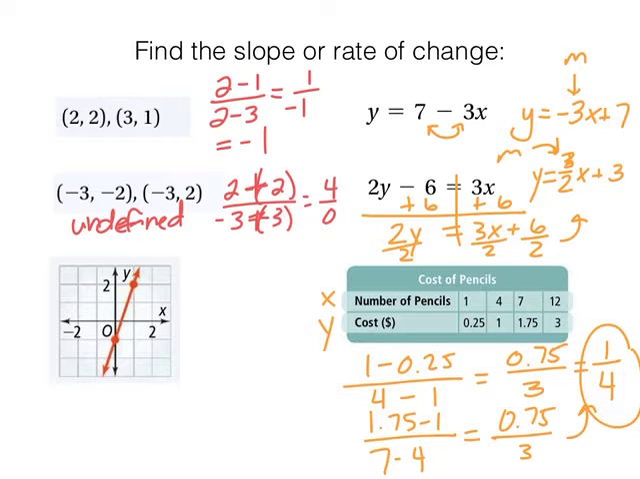On this one, y minus y, 2 minus -2, which is 2 plus 2, which is 4. -3 minus -3, which is 0. So that one's undefined. You can notice by the identical x values in the point. Right here, oh, I forgot to do this one. Okay, we'll do it now.